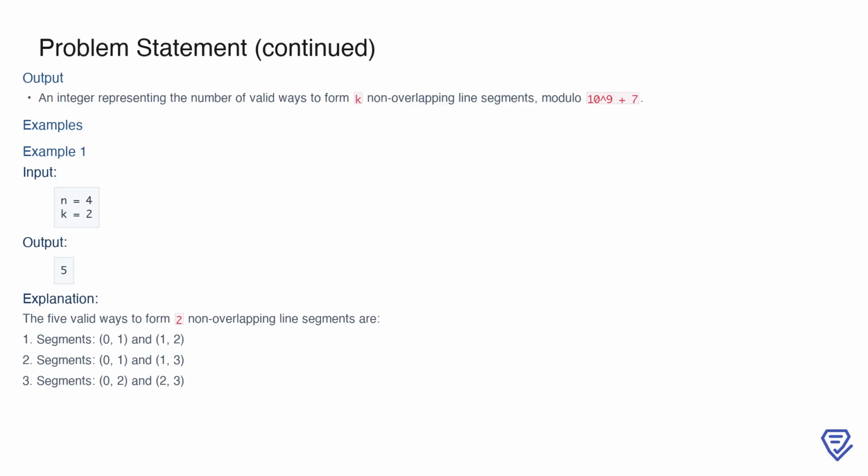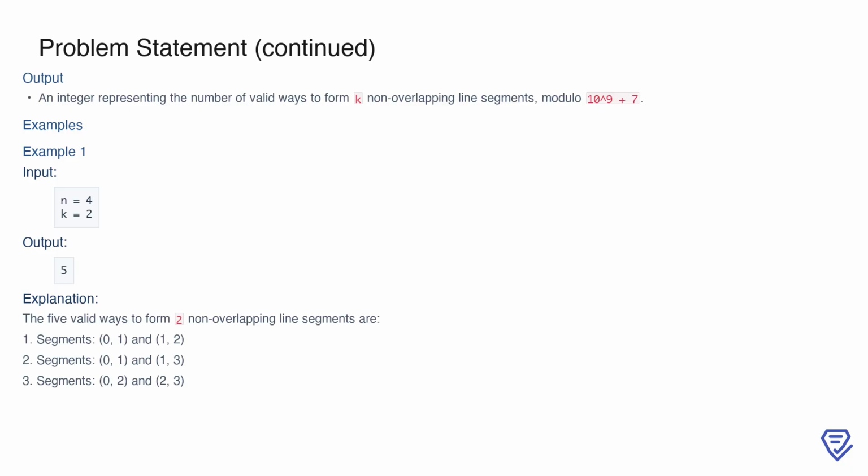To understand this better, let's look at some examples. In the first example, we are given n equals 4 and k equals 2. This means we have 4 points on the line and need to form exactly two non-overlapping segments. The output is 5 because there are 5 valid combinations of line segments. For instance, one valid setup is to have the segments 0, 1, and 1, 2, where the two segments meet at point 1, but do not overlap. Another example is having the segments 0, 1, and 1, 3, where the second segment starts right after the first one ends.